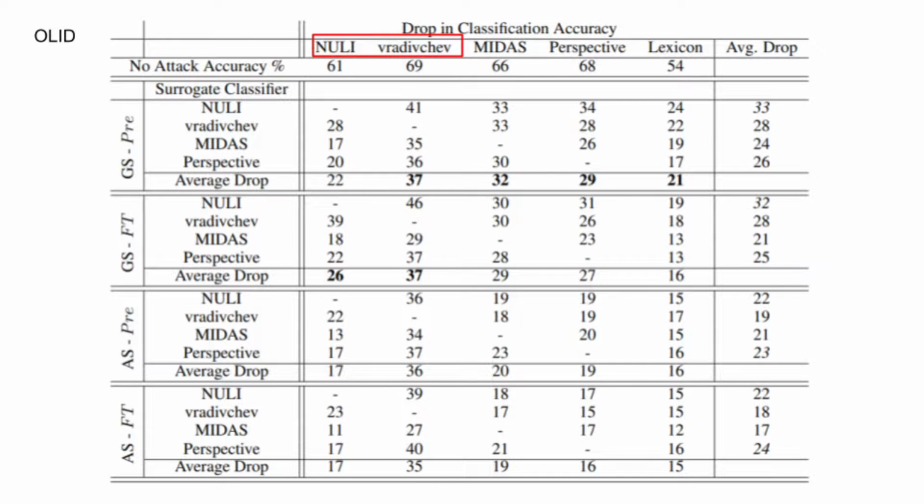For robustness, we find that the BERT models make up the most susceptible and most robust systems at the same time. We find Newly to have the lowest drop in accuracy of 26. We find Veradichev to both achieve the original highest accuracy, but also be the most vulnerable to attacks, with an average drop in accuracy of 37, the highest of any of the offense language classifiers.